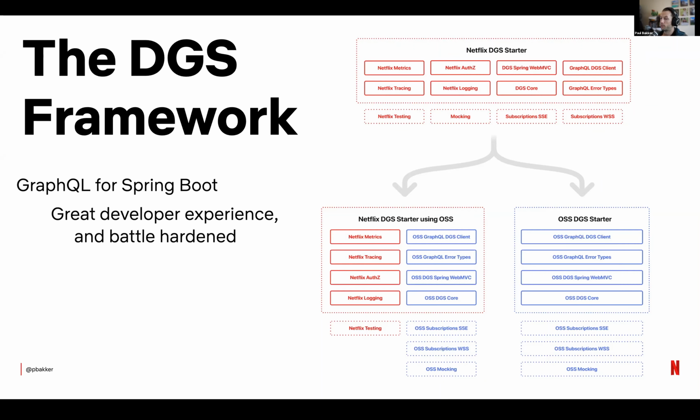And there was a lot of duplication in the data. So we had a lot of different representations of a movie, for example. And data duplication, of course, has its problems. So at some point, we wanted to consolidate that and have one API that all these different apps and devices could use. And GraphQL was the obvious choice there.